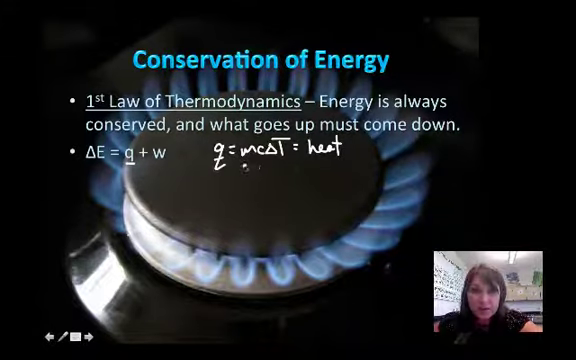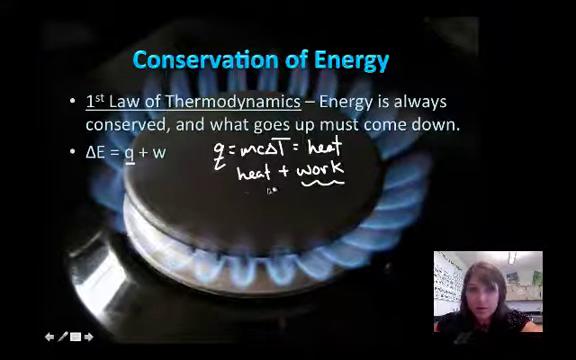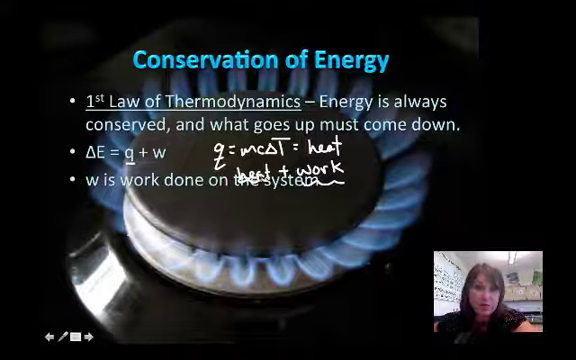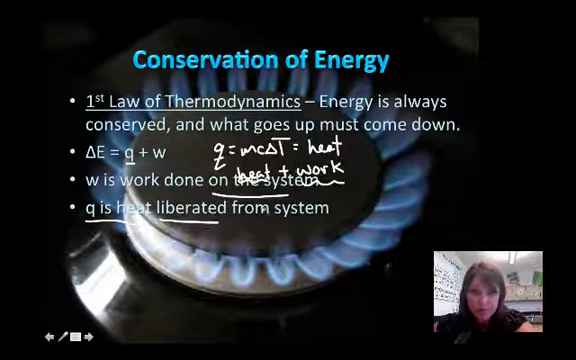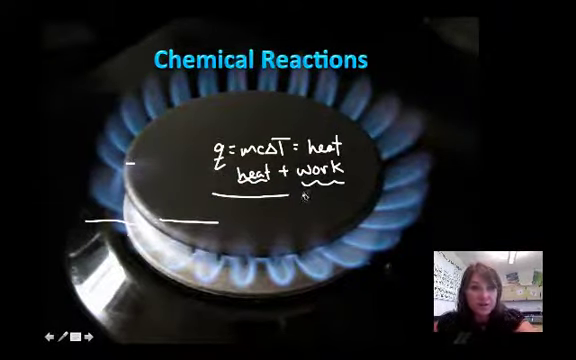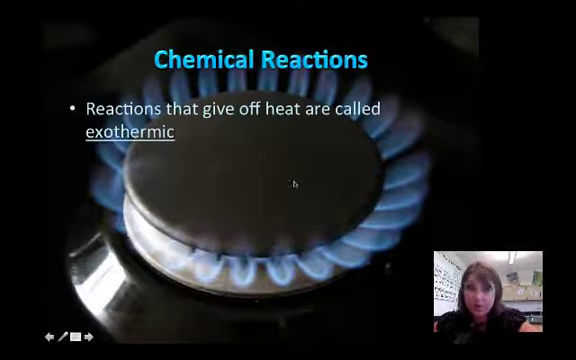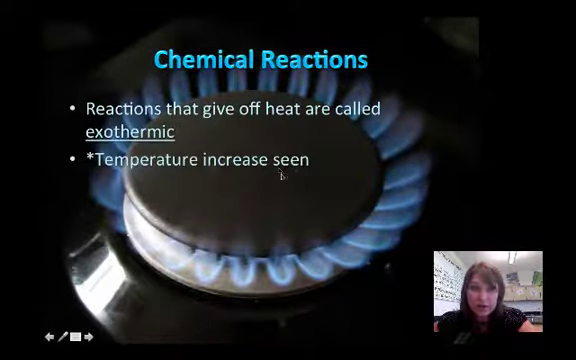So if energy is Q plus W, that would be heat plus work, just like we already said. Some of it is useful energy, used to do work. Some of it is heat. And W, of course, is the work done on the system, not on the surroundings. And Q is heat liberated from the system. So watch your signs, endothermic and exothermic processes. It's important to keep track of positive signs and negative signs. So reactions that give off heat are called exothermic.